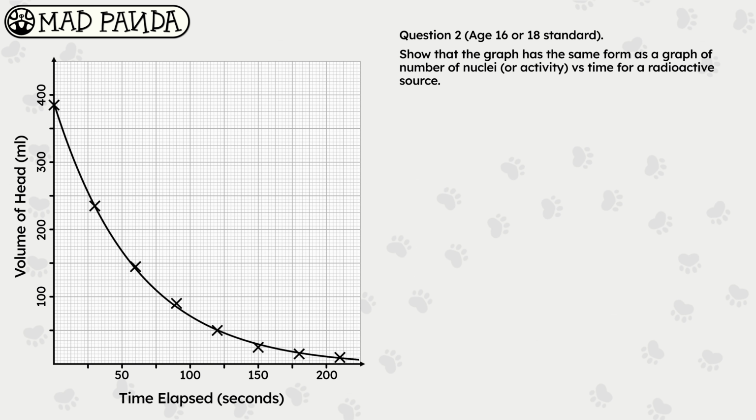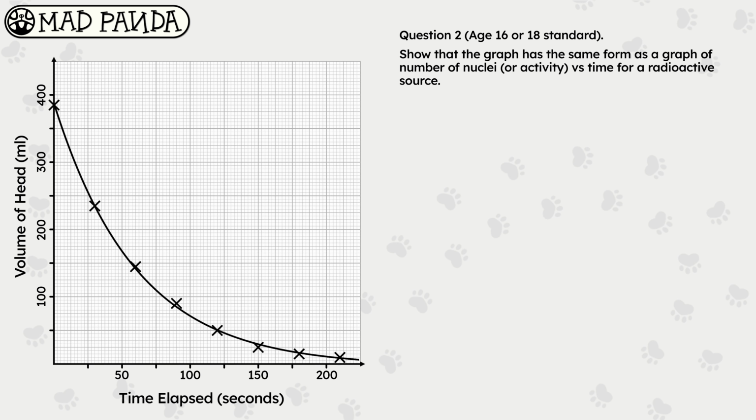The next question is another GCSE level one. You could potentially be asked this at A-level, but I think it would be on the easier end of an A-level question. So let's have a read through it together. Show that the graph has the same form as a graph of number of nuclei, or activity, versus time for a radioactive source. So what we're really being asked here is to show that the graph follows this exponential decay function form, where it decreases by a set percentage at regular intervals rather than by a fixed amount.